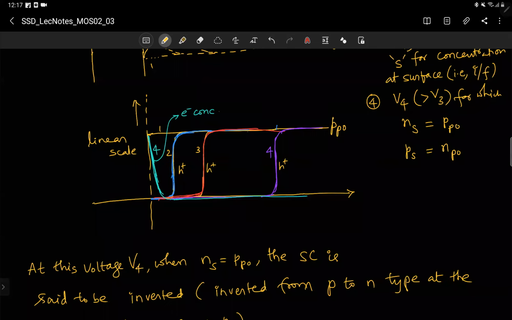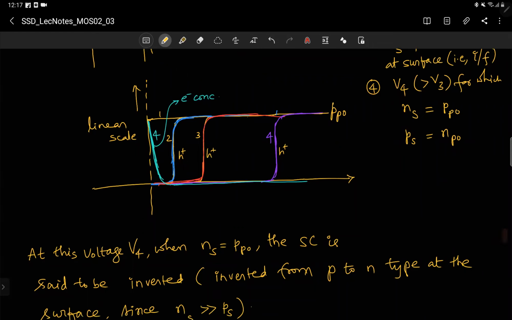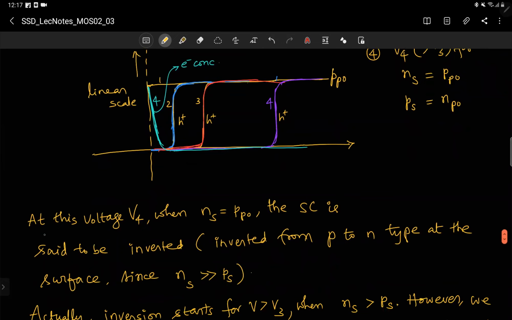And especially for the case of V4, in addition to depletion of holes, we have something called electron piling up here, at the surface. This kind of thing is called inversion. So at this voltage V4, when Ns is equal to Pp naught, the semiconductor is said to be inverted. Inverted means what? Inverted from what? Inverted from P to N type.